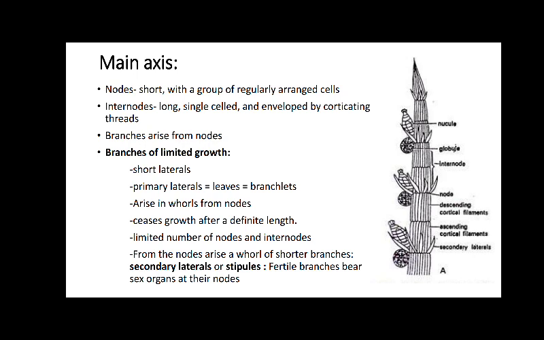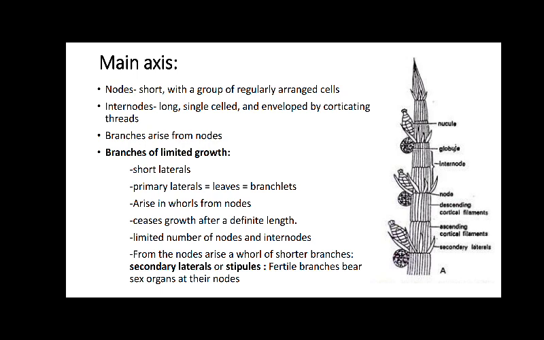First we will discuss the branches of limited growth. They are otherwise known as short laterals, primary laterals, leaves or branchlets. They arise in whorls from the nodes. They grow encircling the nodes in this way. But they cease growth after a definite length. That's why they are termed short laterals.